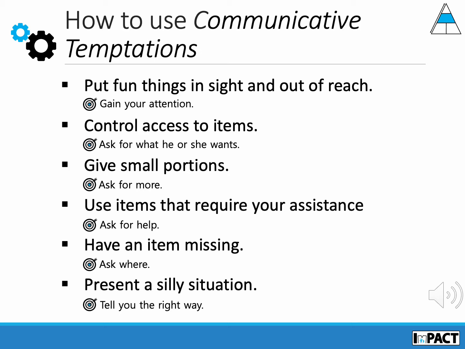First, you can put your child's favorite things where the child can see them but not get them, such as on a high shelf or in a clear container that your child cannot open. This will encourage your child to get your attention, to show you what he or she wants, and ask for help. Second, you can also keep control of items your child likes to gain his or her attention and help your child ask for things he or she wants.